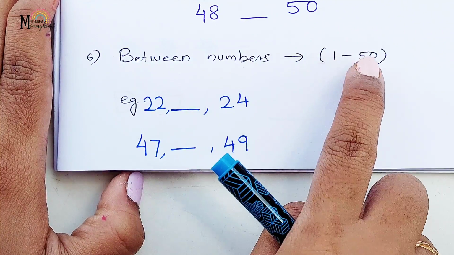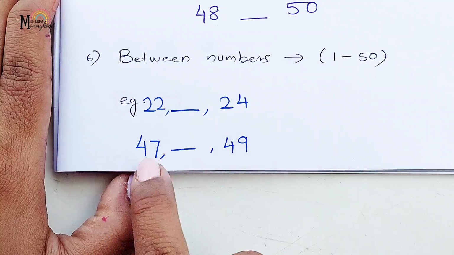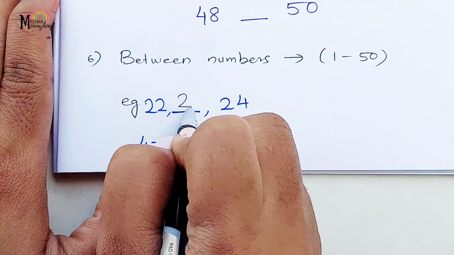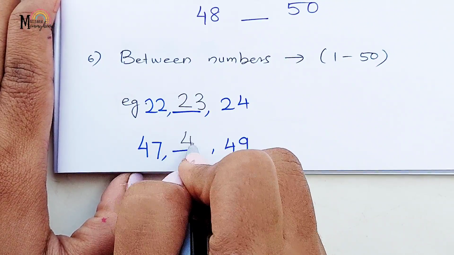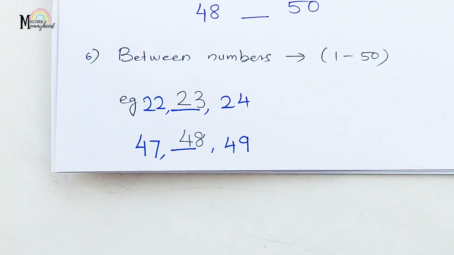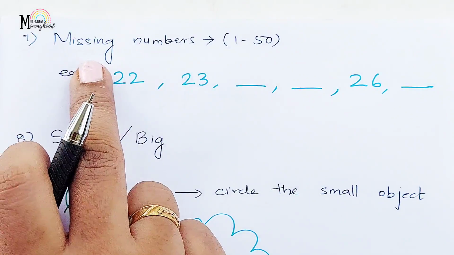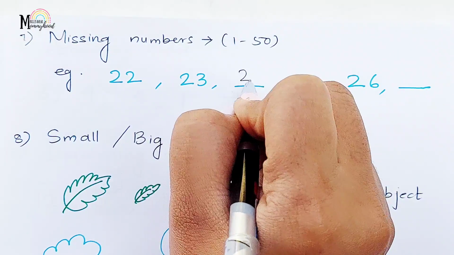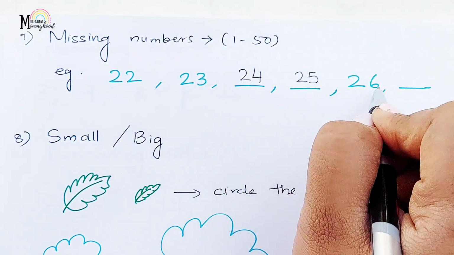Next comes between numbers, again from 1 to 50, where two numbers will be given and the number which comes in between those two numbers has to be written. For example, between 22 and 24 you have 23, between 47 and 49 you have 48. Next concept is missing numbers. This goes to a larger extent, wherein many numbers will be given and some will be missing and you have to complete the series as shown.